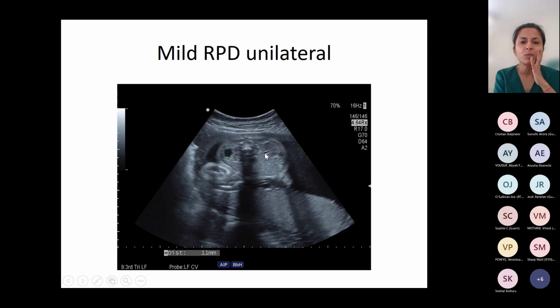And this is how the pelvis is supposed to look. But on the left side, this is how it looks, and I've measured it to be 11 millimeters. That would be considered mild to moderate renal pelvic dilatation. And it's unilateral. This is the kind of thing that we expect would most likely resolve spontaneously after birth, but we'll arrange postnatal scans for the baby and usually give a very positive outlook, and the baby should be fine and usually not associated with any other ill effects, either antenatally, intrapartum, or even postnatally.